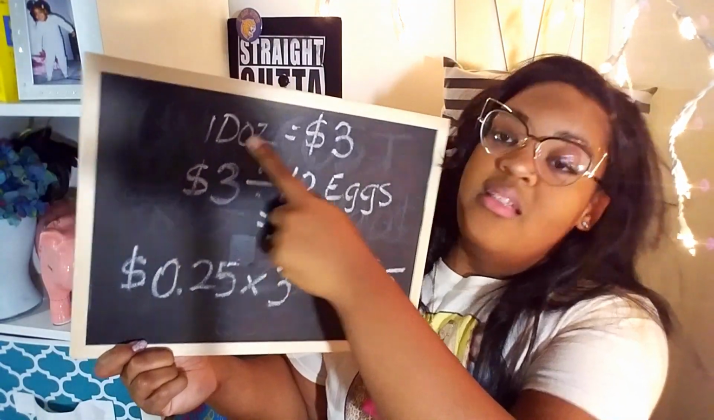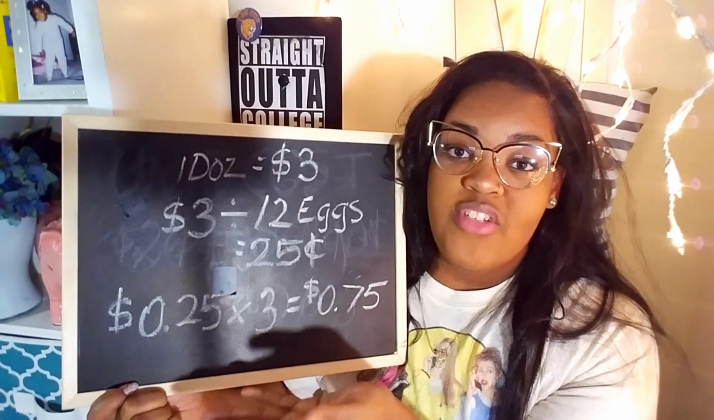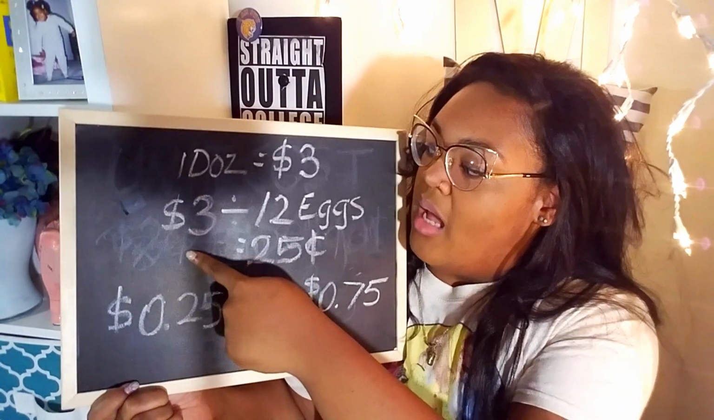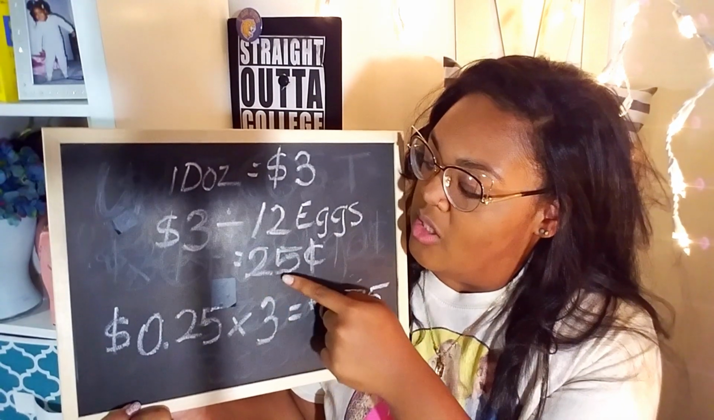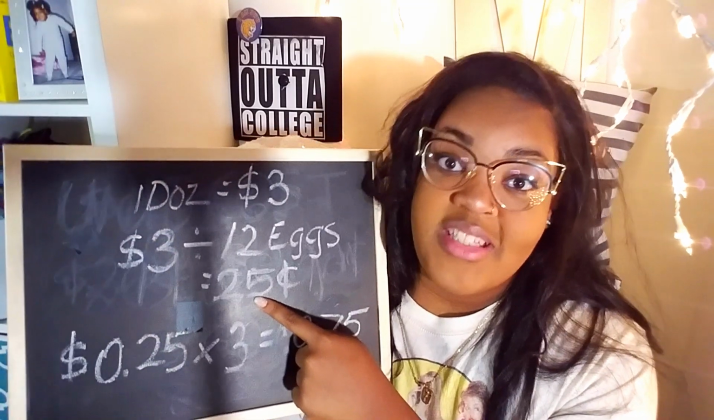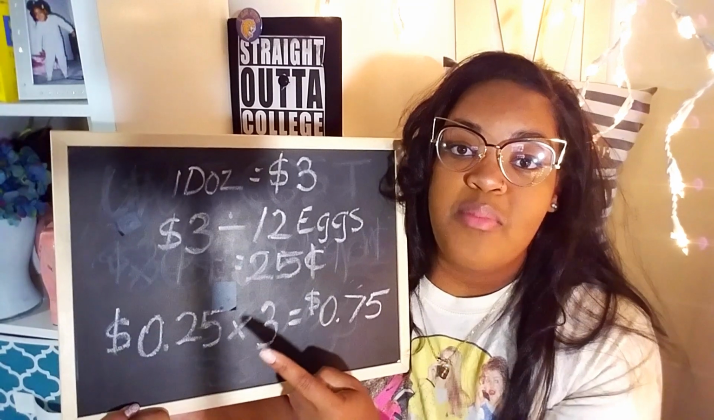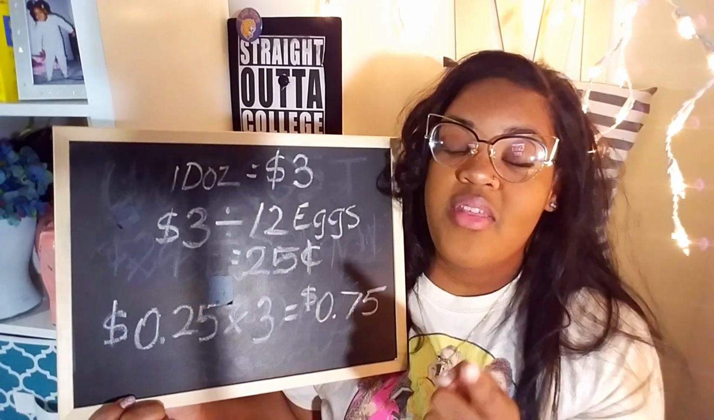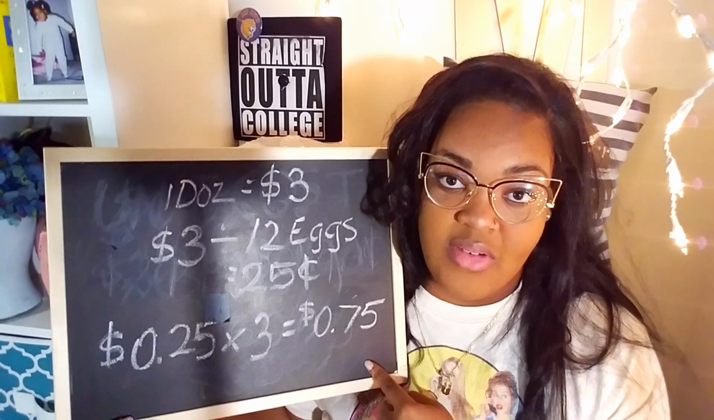1 dozen equals $3. Then we have to figure out how much each individual egg costs, which is $3 divided by 12 eggs, giving us 25 cents an egg, which is 20 cents too much if you ask me. So that calculation is now 25 cents times 3 eggs, which means that I use 75 cents worth of eggs in every vanilla cake recipe.